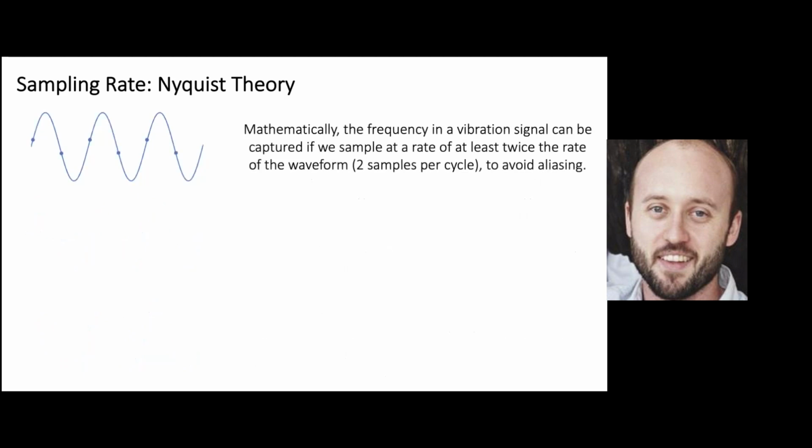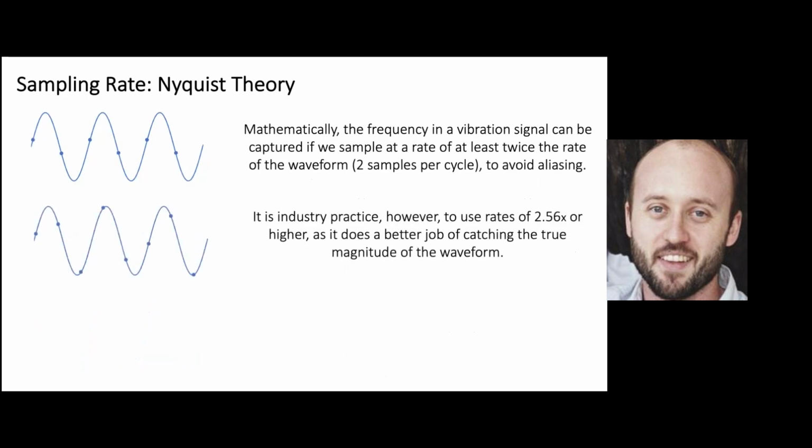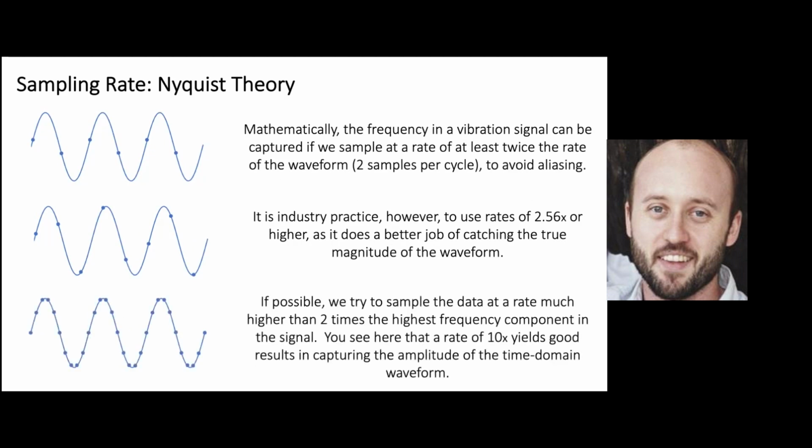So all that being said, mathematically, we have to sample at least twice the rate of the highest component in the signal. In practice, we need to sample at a rate of at least 2.56 times or higher. This is just an industry practice that's been adopted over the years. But if we can, it's always a good idea to sample that signal as high as possible. And you can see when we sample at 10 times the rate, we actually get a much cleaner representation of what's truly there.